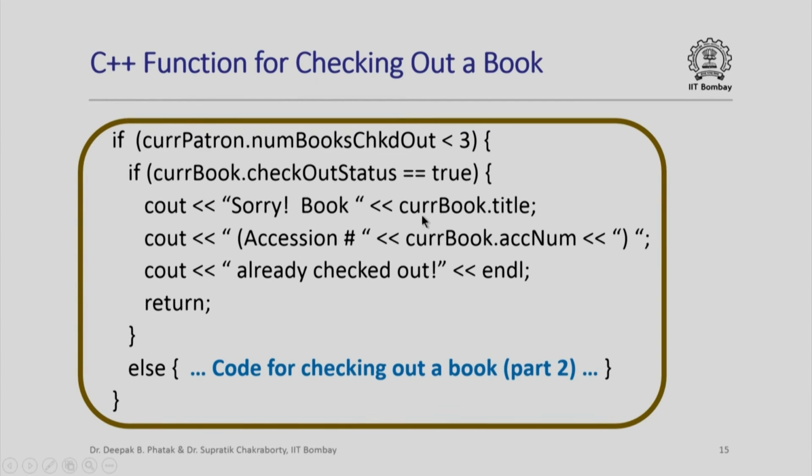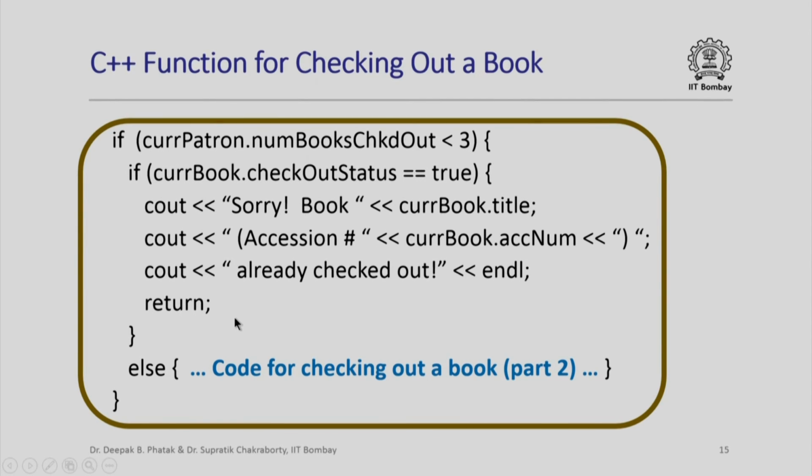Once again, note that I am printing out a string for the book title by accessing the member title of the object current book of the structure type book, and similarly I am printing out the accession number of the book by accessing the member axnum of the object current book of structure type book.